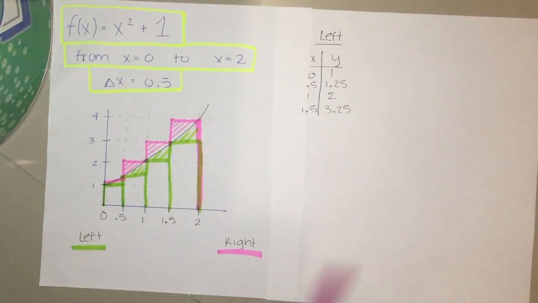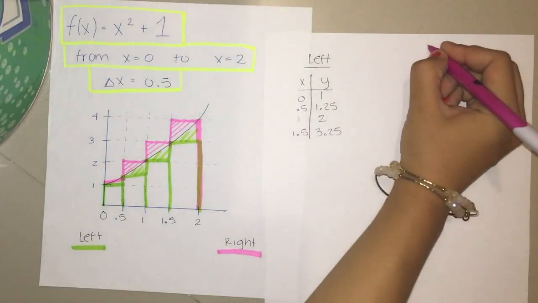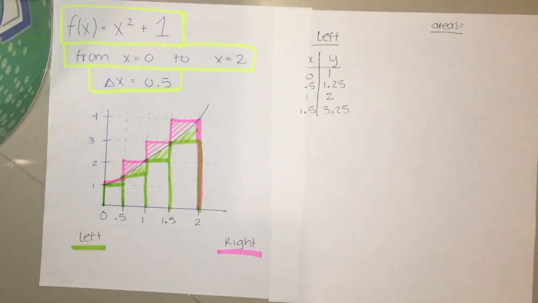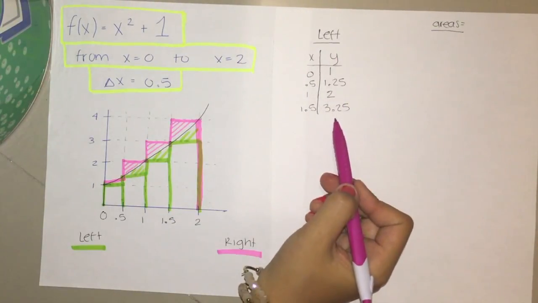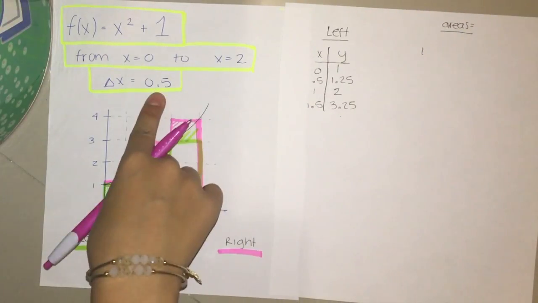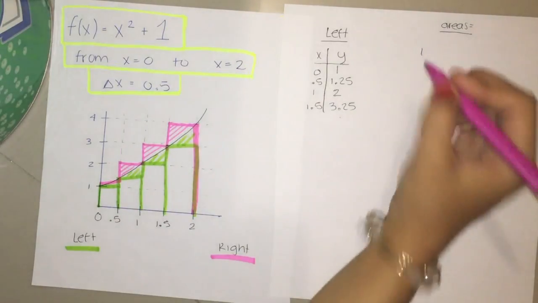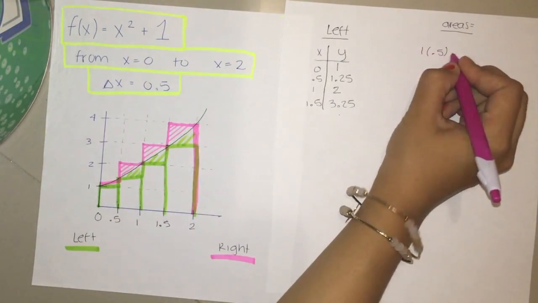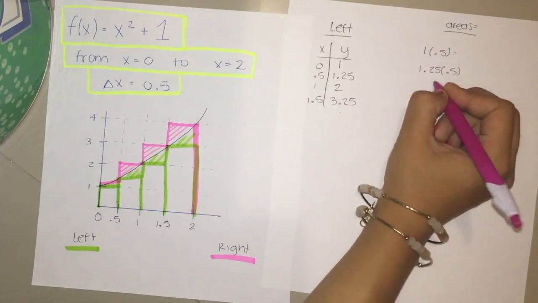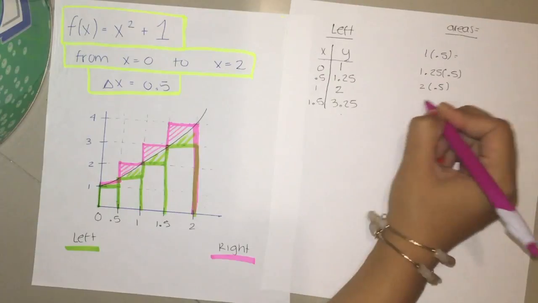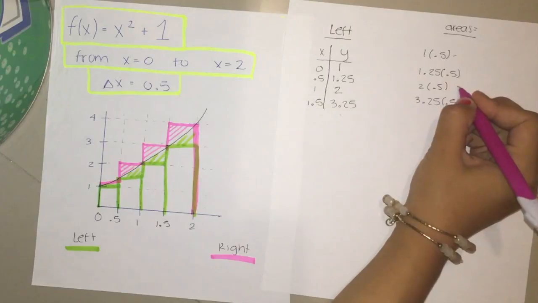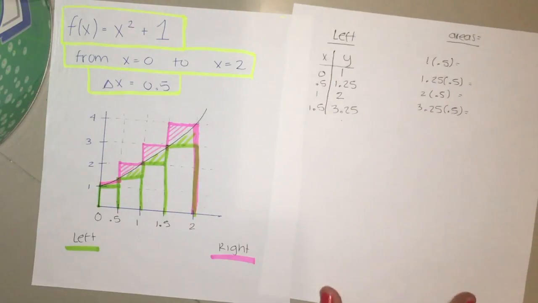After you got this table of values, you're gonna have to take out the areas. For getting out the areas, you're gonna multiply the values you obtained in y. In this case, it's 1, and you're gonna multiply it by your delta x. So you're gonna get 1 times 0.5, 1.25 times 0.5, 2 times 0.5, and 3.25 times 0.5. You multiply these and then you're gonna get your area.